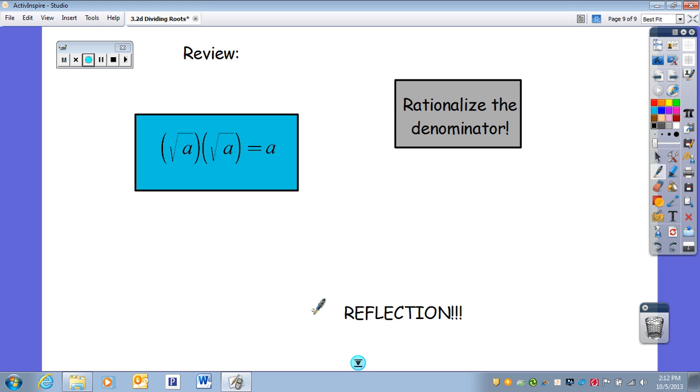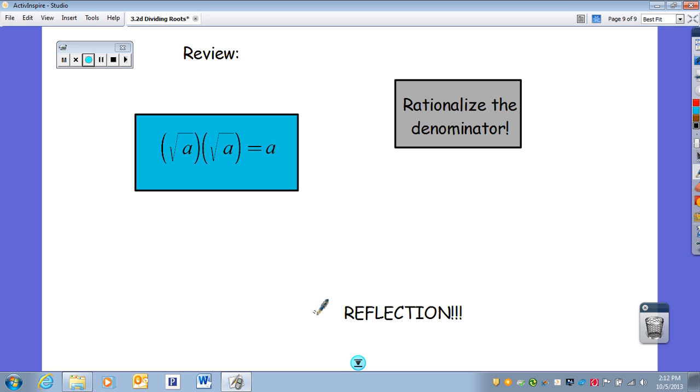So let's review. To rationalize the denominator of the fraction, remember you're going to multiply both the numerator and the denominator by that radical. Please remember that a square root times itself is simply that number.